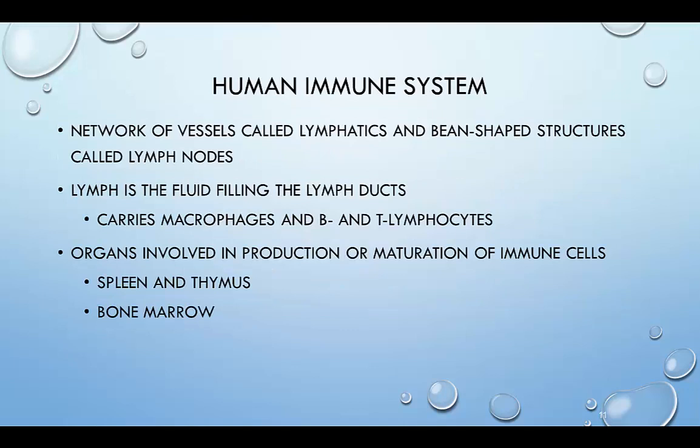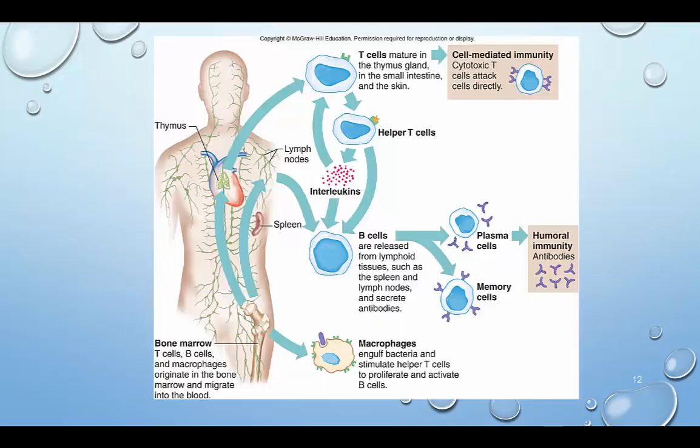The human immune system is a network of vessels and lymphocytes and bean-shaped structures called lymph nodes. The lymph fluid goes through our lymph ducts, and it carries our macrophages and our B and T lymphocytes. Organs involved in the production or the maturation of the immune system are our spleen, our thymus, and our bone marrow. And this is just a picture taken from your book to show you how all that looks and where each is released from, and those types of things.